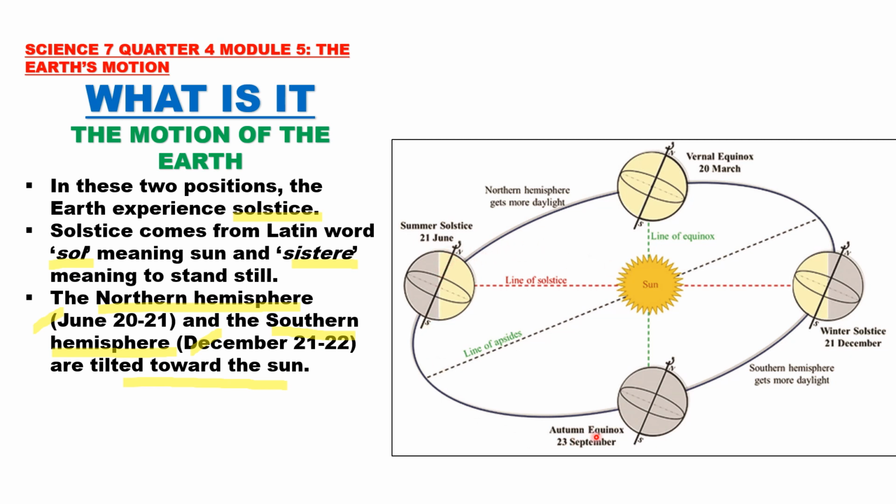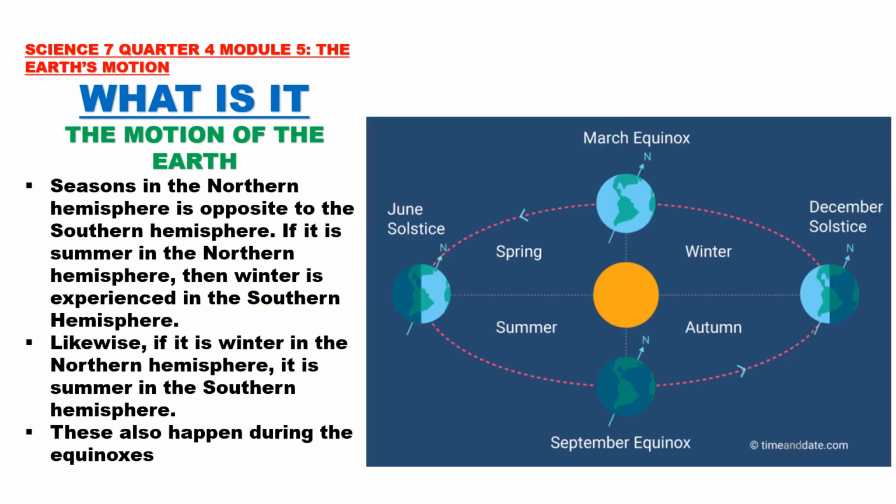After 6 months, during the month of December, it is summer in the southern hemisphere because the South Pole is tilted towards the sun. Seasons in the northern hemisphere are opposite to the southern hemisphere. If it is summer in the northern hemisphere, then winter is experienced in the southern hemisphere. Likewise, if it is winter in the northern hemisphere, it is summer in the southern hemisphere.